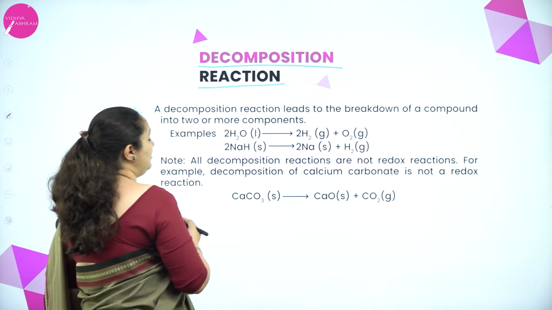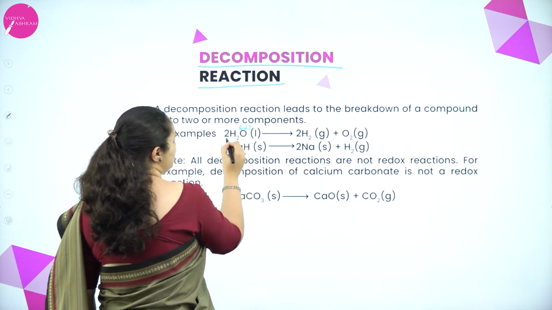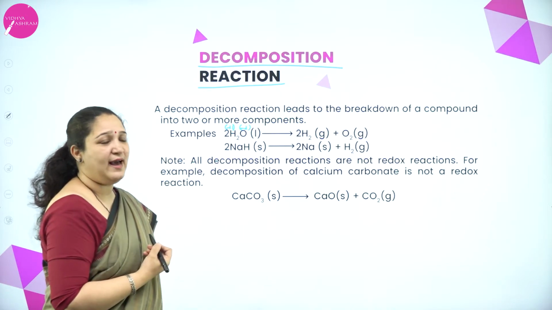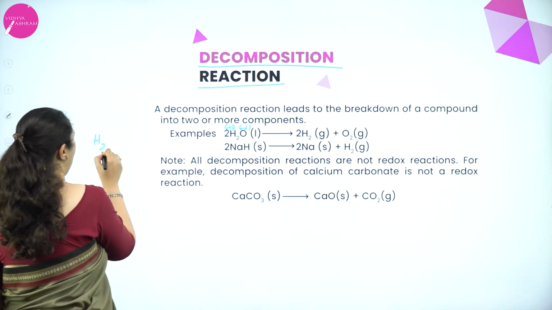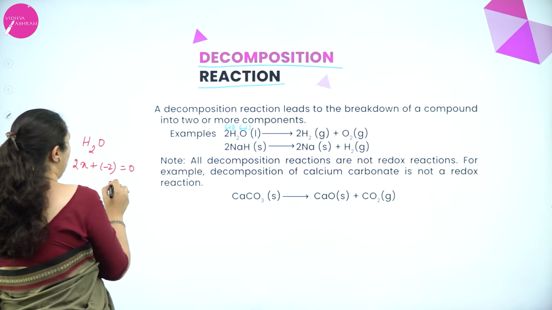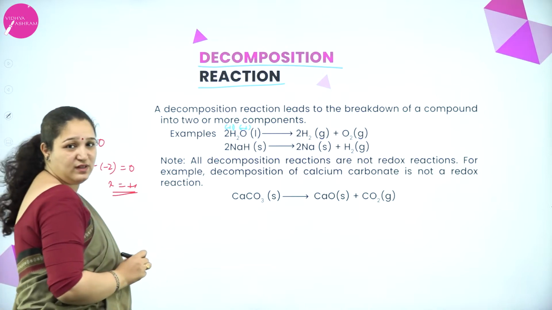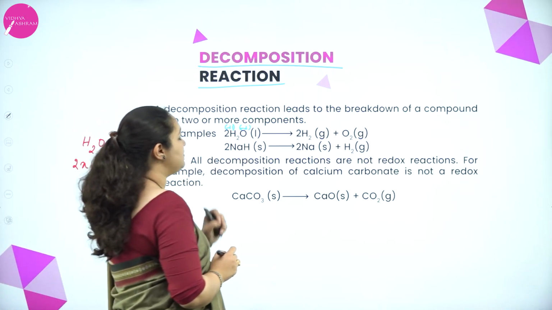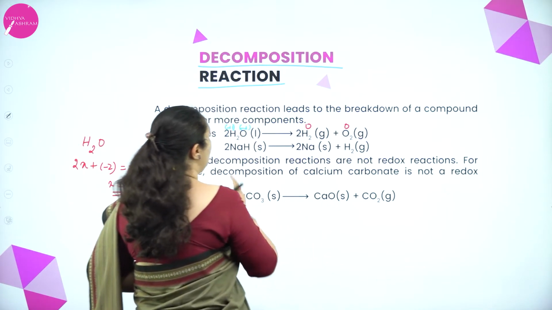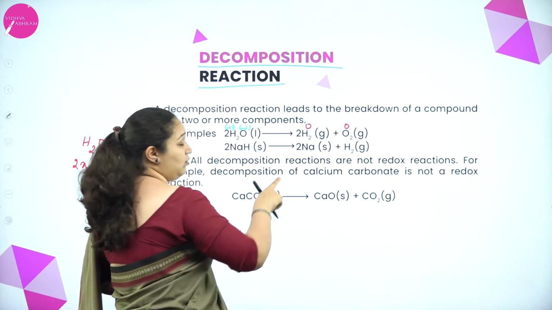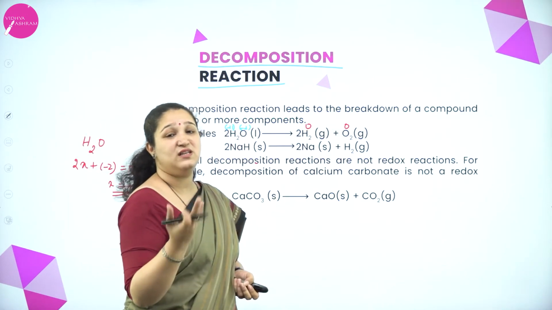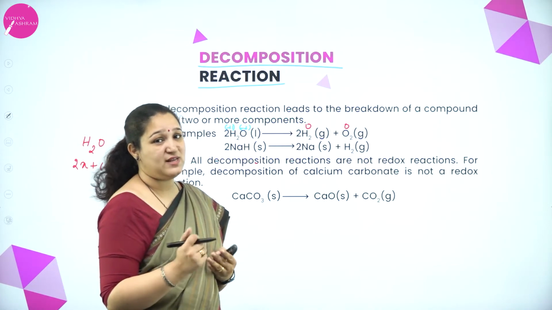Okay. So in water, oxygen is in minus 2 state, hydrogen is in plus 1 state. If you want, we can calculate and see. Water H2O: 2x plus minus 2 is equal to 0, x is equal to plus 1. So this is plus 1 and minus 2. Here it is 0, here also it's 0. So plus 1 to 0, what is happening? It is decreasing. Minus 2 to 0, it is increasing. So oxidation and reduction are happening.